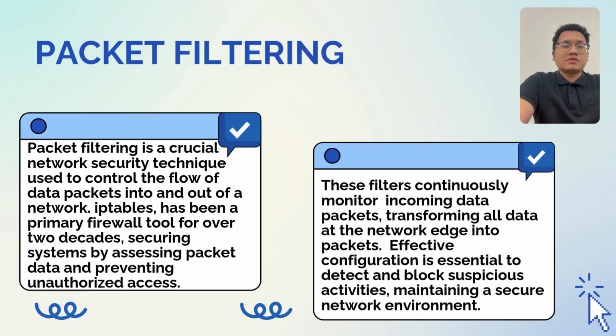Packet filtering is a crucial network security technique used to control the flow of data packets into and out of a network. iptables has been a primary firewall tool for over 2 decades, securing systems by inspecting packet data and preventing unauthorized access. These filters continuously monitor incoming data packets, transforming all data on the network edge into packets. Effective configuration is essential to detect and block suspicious activities, maintaining a secure network environment.